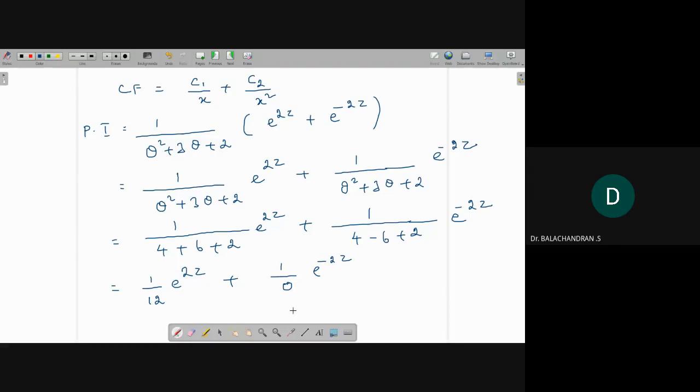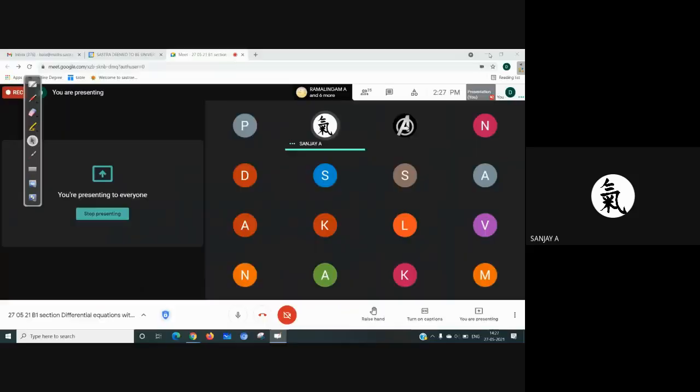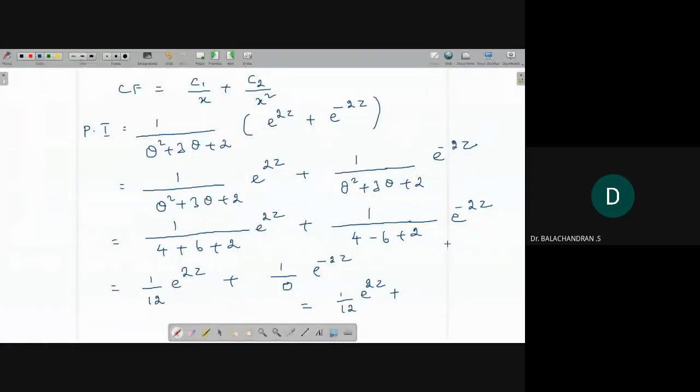Okay, so the next step I will write here: 1 by 12 into e power 2z, plus what we will do now? That is e power minus 2z. Correct. So you should multiply by the independent variable, z. There you will multiply by x, because x is the independent variable. Now here you should multiply by z. Differentiate here with respect to theta. So 2 theta plus 3 into e power minus 2z. Now replace here theta by minus 2.